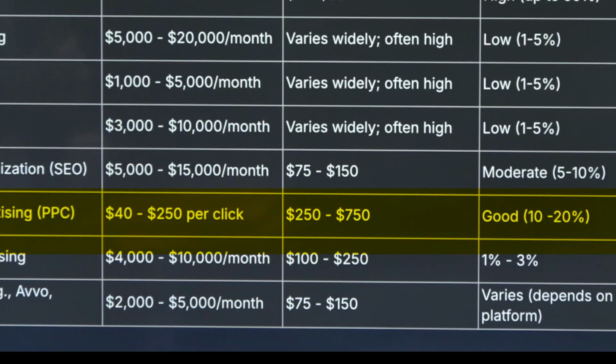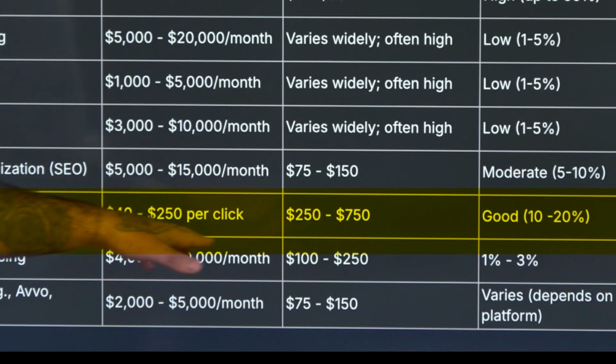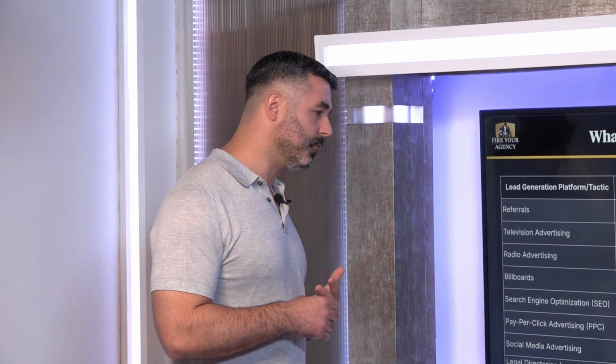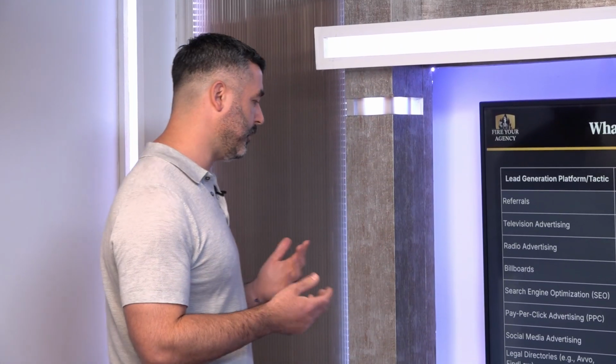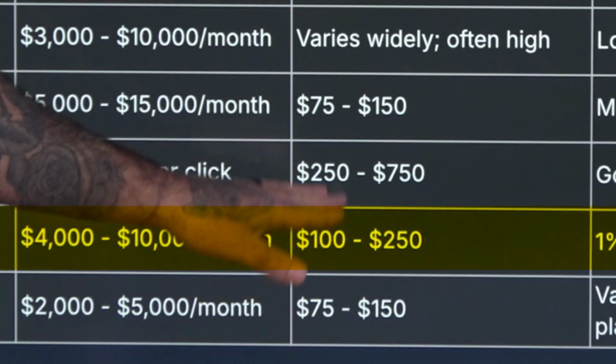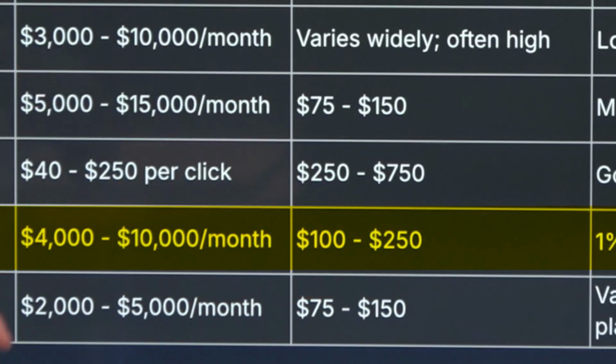So when it comes to PPC though, the cost per lead is going to be higher, right? So $250 on the low end if it's a lower cost per click. We usually see injury accident around a $750 cost per lead. Now again, that could be high, that could be low. It really depends on your market, depends on what you're currently doing. Social media advertising, Facebook and Instagram, the cost per lead is always lower. We usually see an average in the injury accident space around $200 per lead off Facebook.